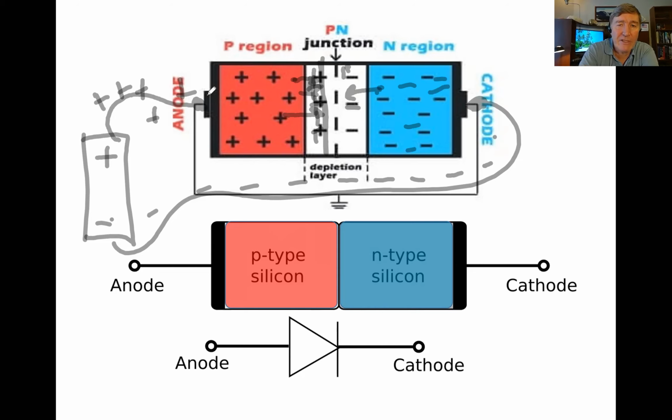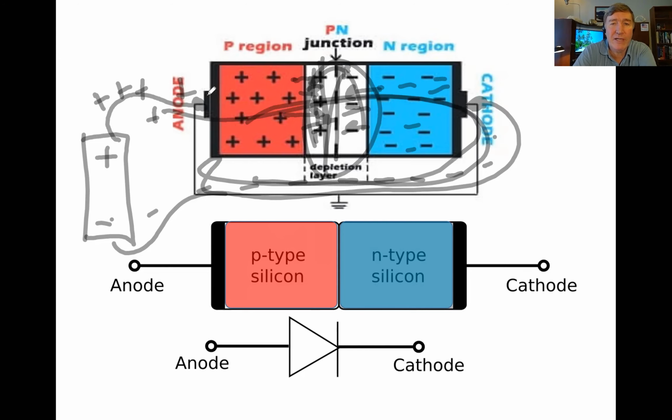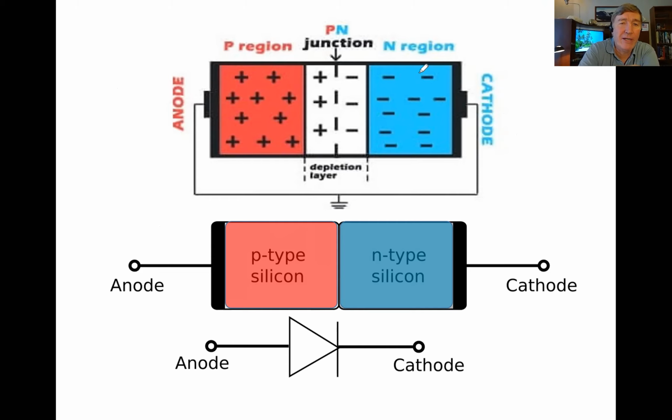And so what happens is it squeezes this depletion layer down until the two regions touch each other again. So we've squashed the depletion layer. And so then once that happens, we no longer have this pure silicon in here. And so now electricity can flow. So it flows through there just fine. What if we hook up the battery the other way around?